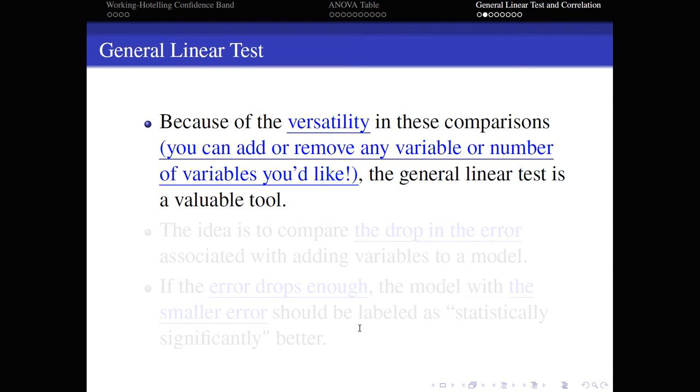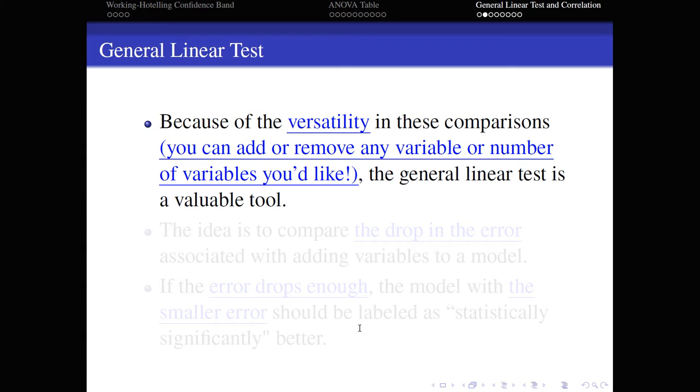So again, this is an extremely versatile test that we can do, and it's because you can do this with any set of nested models. And what we test is the difference between the models. So in that previous example, we had one with just an intercept, one with an intercept and slope. What we're testing is what's the impact of the addition of a slope parameter.